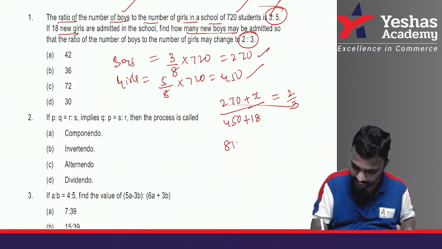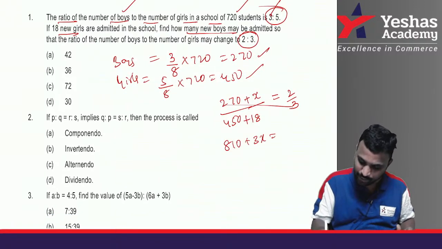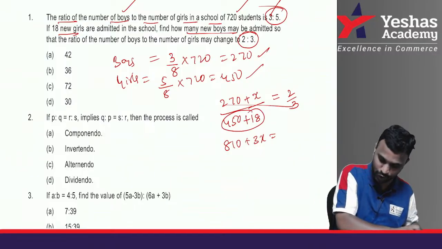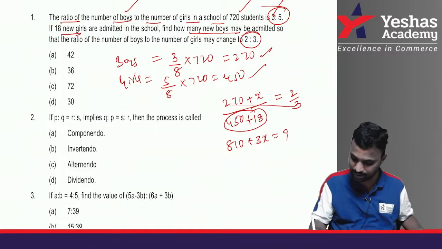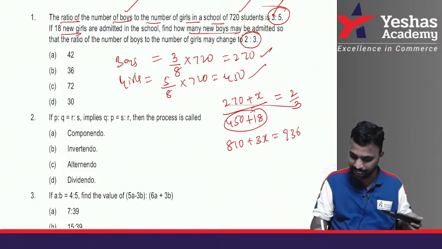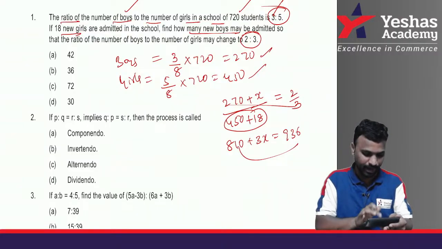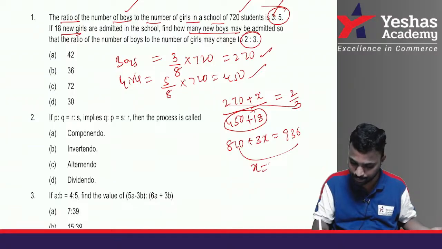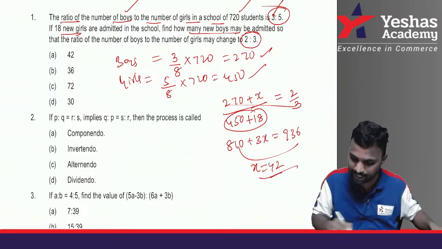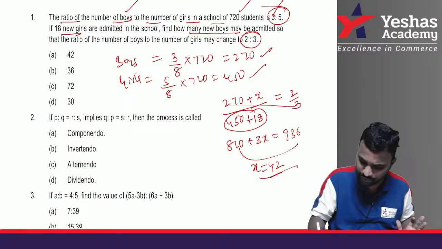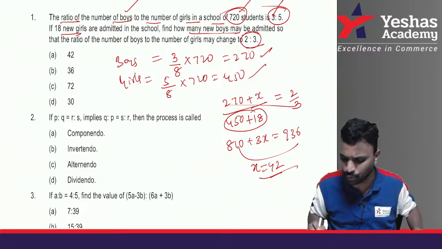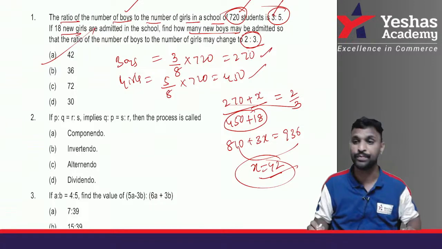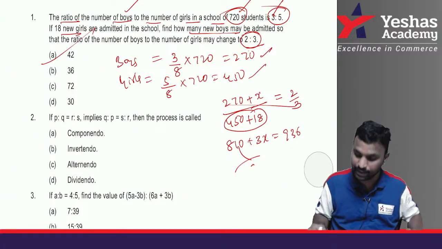270 into 3 is 810 plus 3 into X is 3X. 450 plus 18 is 468 into 2. How much is it? 936. Just subtract 810 from 936. 936 minus 810, divide by 3, you get X. So the number of new boys to be added to the school of 720 students so that the ratio becomes 2:3 is 42. That means option A is the right answer. Hope it is clear, right?